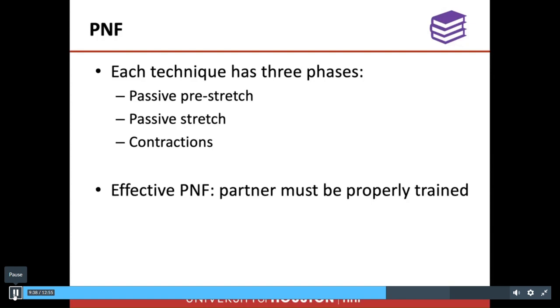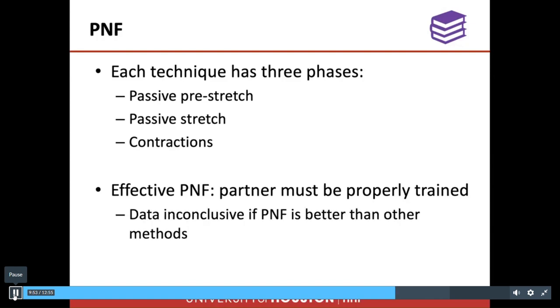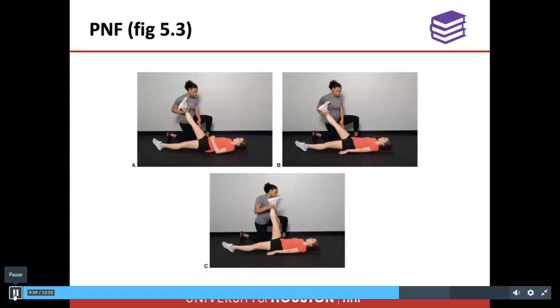If you want your PNF to be effective, the partner must be properly trained. Like I said, I just gave you a very generic overview. You want your person trained so you can do all 3 of those phases correctly. Data is inconclusive, however, if PNF is better than other stretching methods. So here we have the pre-stretch, the passive stretch, and then the contractions.